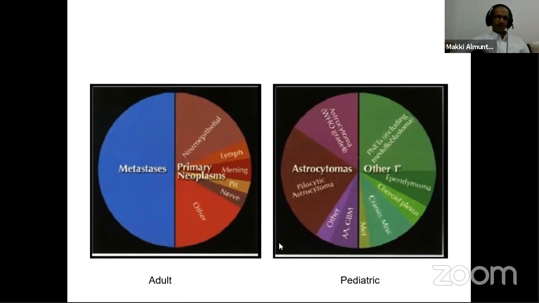A touch on the epidemiology of the tumors. We know in adults that the most common is metastasis. Brain metastasis is the most common, and the most common primary brain neoplasm is astrocytoma, considering that GBM is the most common, most prevalent one. In the pediatric age group, in young children, 5 years and less, medulloblastoma is the most common, and in older children, astrocytoma is the most common primary brain neoplasm.